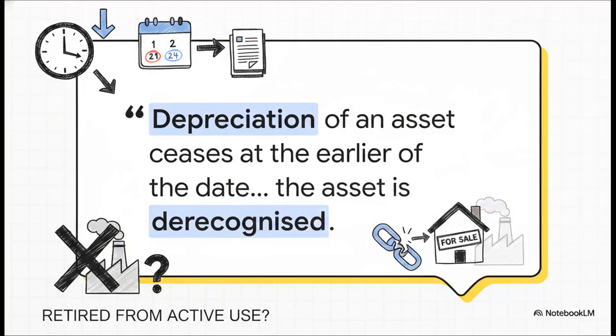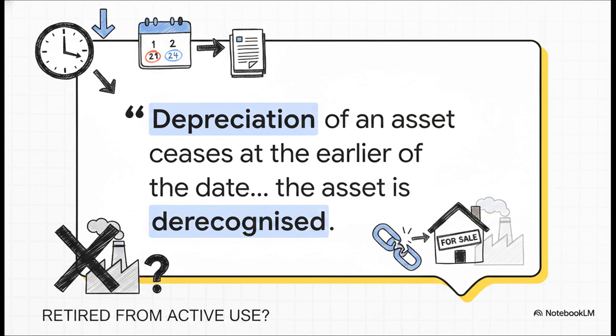The law. To get to the absolute bottom of this, we need to crack open the rulebook. Let's look directly at paragraph 55 of Ind AS 16. It states very clearly that depreciation of an asset ceases at the earlier of two specific dates, either the date the asset is classified as held for sale in accordance with Ind AS 105, or the date that the asset is entirely derecognized. Notice anything missing there?